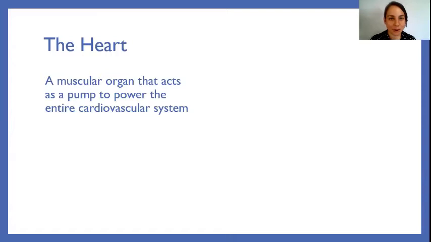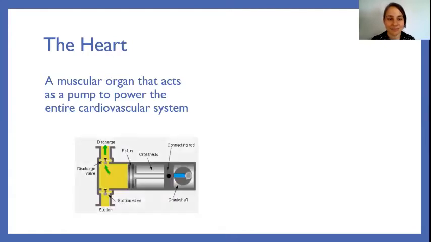The most important part of that cardiovascular system is going to be the heart. This is a very muscular organ that acts as a pump to power the entire cardiovascular system. Now, this little animation is actually showing us a good example of how a heart works. Fluid is pumped up and out, up and out. And this continues forever. Now, your heart is going to work in much the same way.